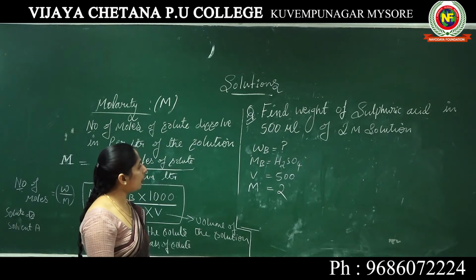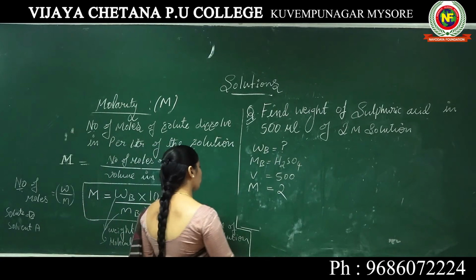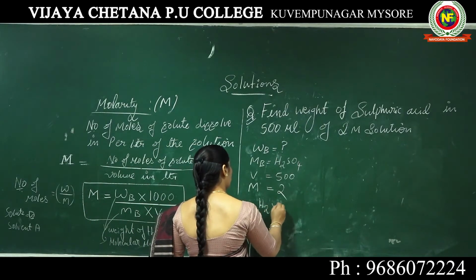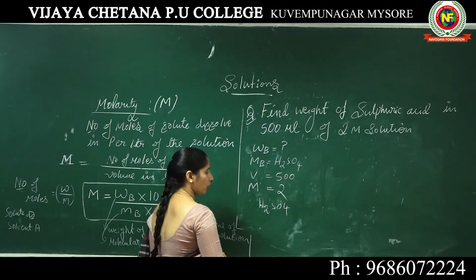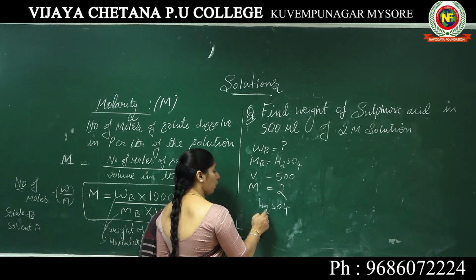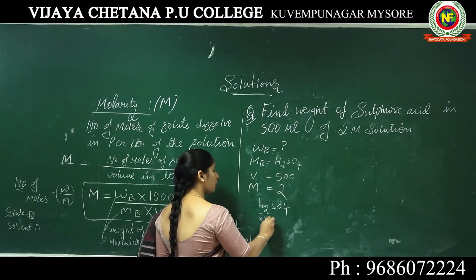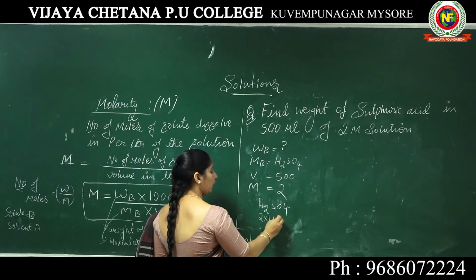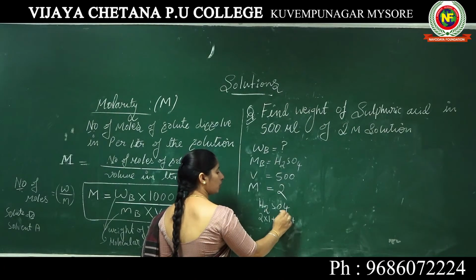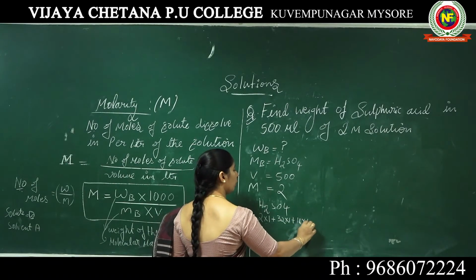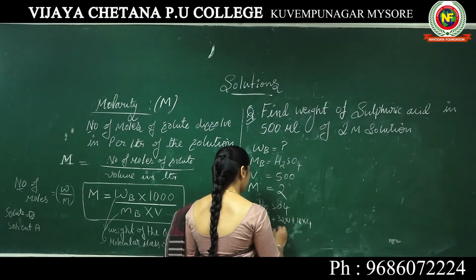So before that, first we have to find out the molecular mass of H2SO4. We know that H, how many atoms are there? 2 into the mass number of hydrogen, which is 1, plus sulfur 32 into 1, plus oxygen 16 into 4. So totally 98.